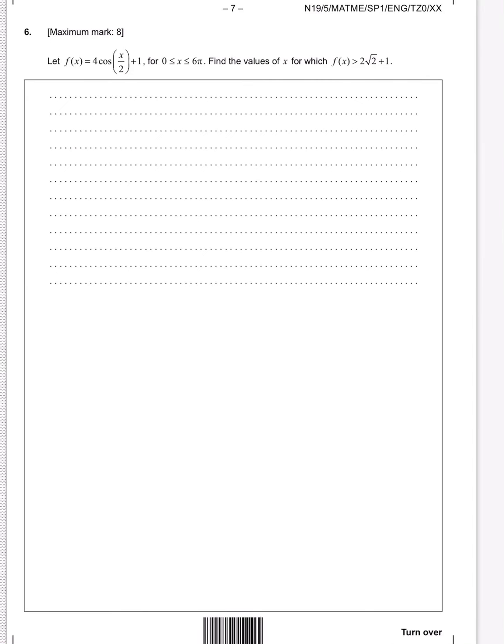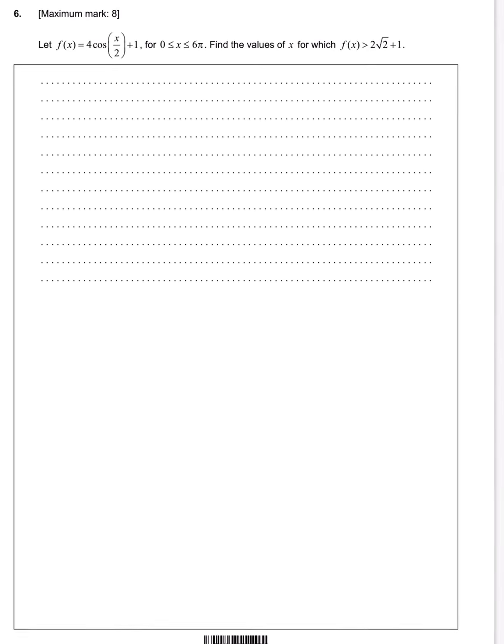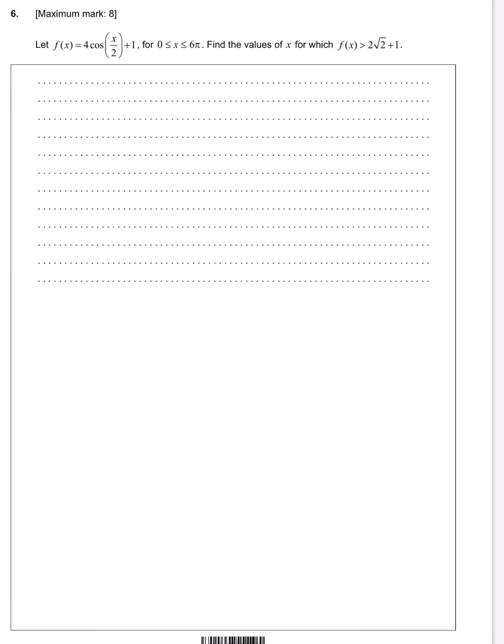Number 19, paper 1, question 6. Now we're told f of x is equal to 4 cosine of 1/2 x, or x over 2, plus 1. We want to find the values for which f of x is greater than this.